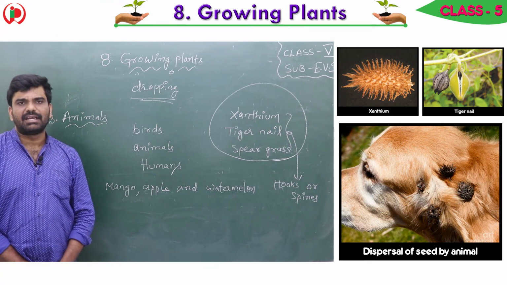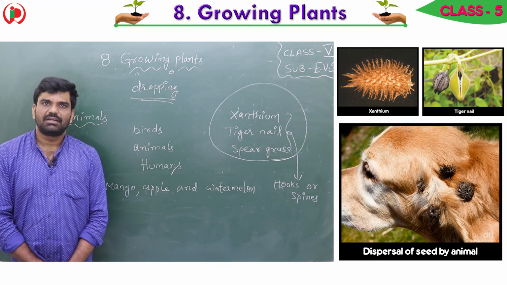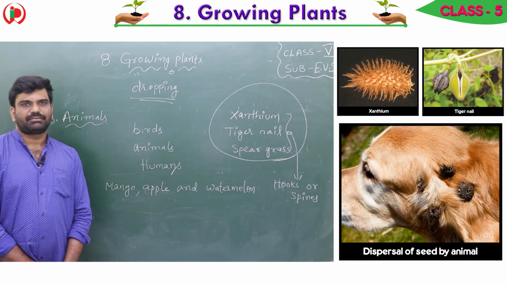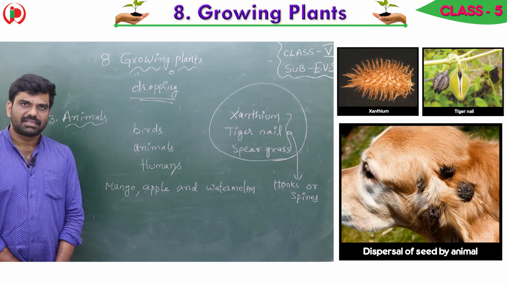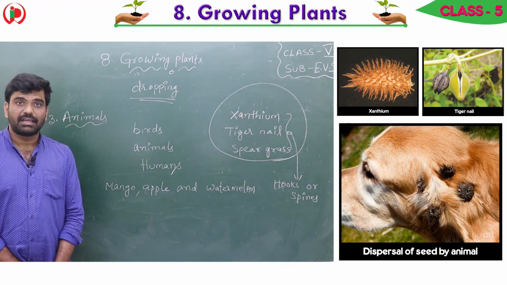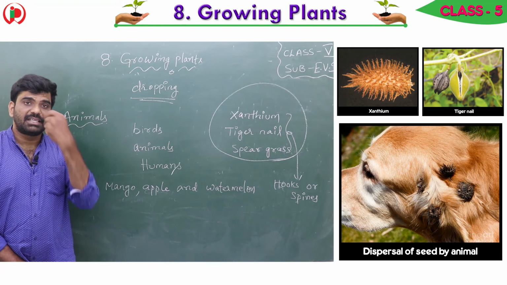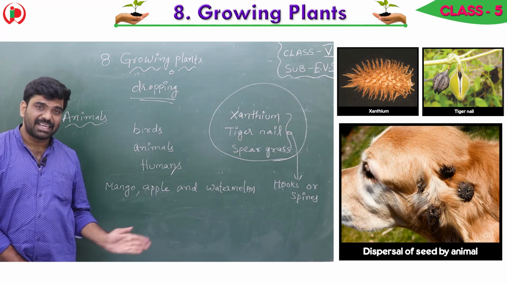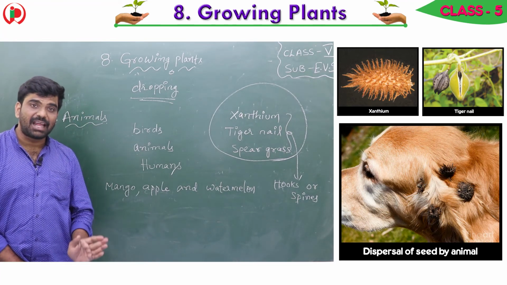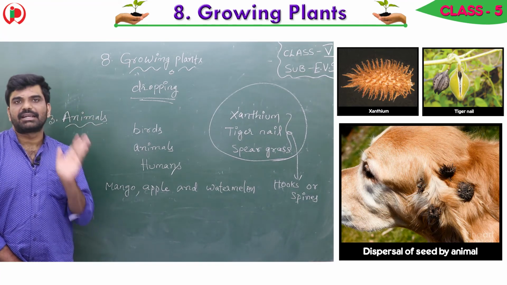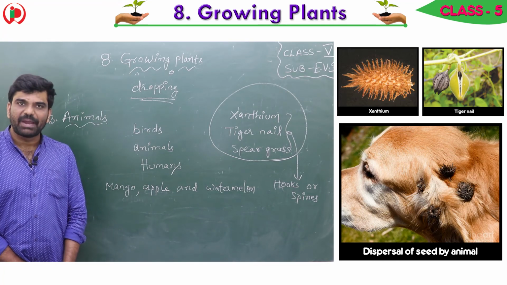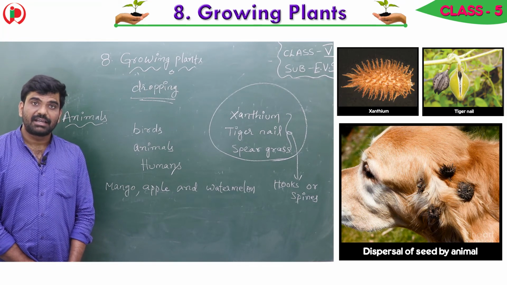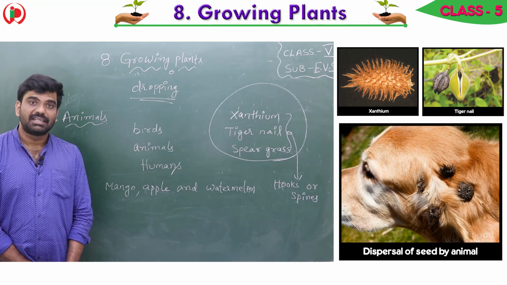In the third case, this is very interesting. Some birds and animals eat the seeds. The seeds are very hard. They won't digest them. They swallow, and without getting destroyed, the seeds come out as their droppings. Dropping means waste material or excretory material. So these are the three ways by which animals and humans, even birds, disperse the seeds from one place to another.